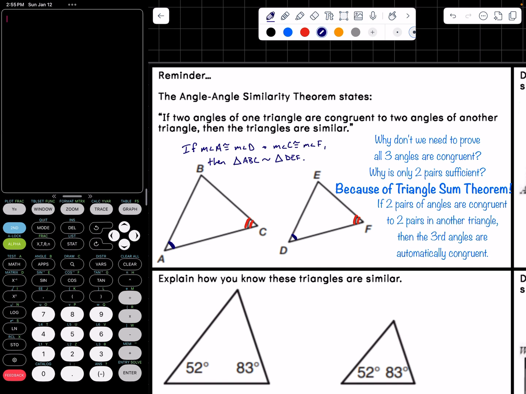It's because of the triangle sum theorem. If we know that A is congruent to D and C is congruent to F, if two pairs of angles are congruent to two pairs in another triangle, the third angle has to be congruent no matter what, because we know that A, B, and C are all going to add to 180. D, F, and E are all going to add up to equal 180. Then we can determine that that missing angle that we're not accounting for has to equal the same thing if the other two angles equal each other. So because of that, we can skip needing to know that third angle.